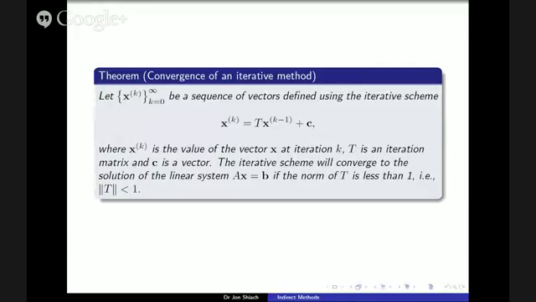This uses the idea of the iteration matrix. That matrix T, which I calculated for both the Jacobi and Gauss-Seidel methods, I did say is not very useful for actually calculating solutions. What it does do is allow us to do some analysis. Okay, so here we have a theorem.